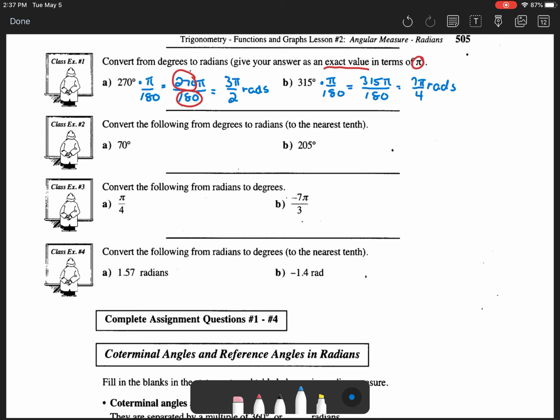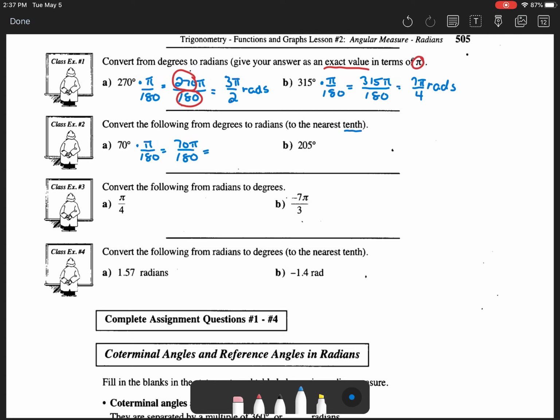So class example 2 here, same thing. I'm going to go from degrees to radians, but this time they want it to the nearest tenth. So this time they want you to multiply by pi and then actually divide by the value in the denominator. So what that looks like is this. I'm still going to multiply by my conversion factor, which is pi over 180. So that does end up being 70 pi over 180.